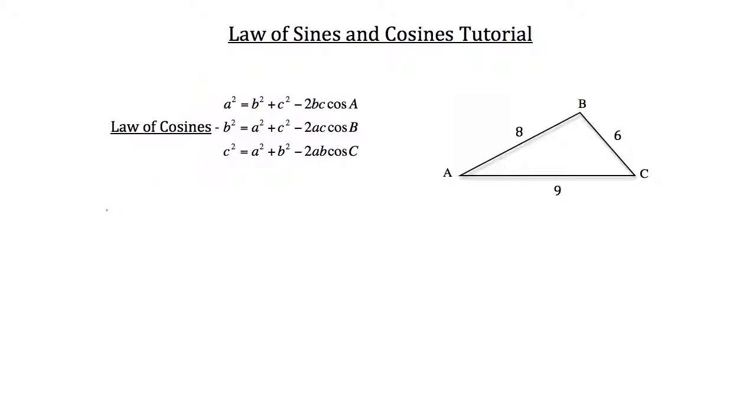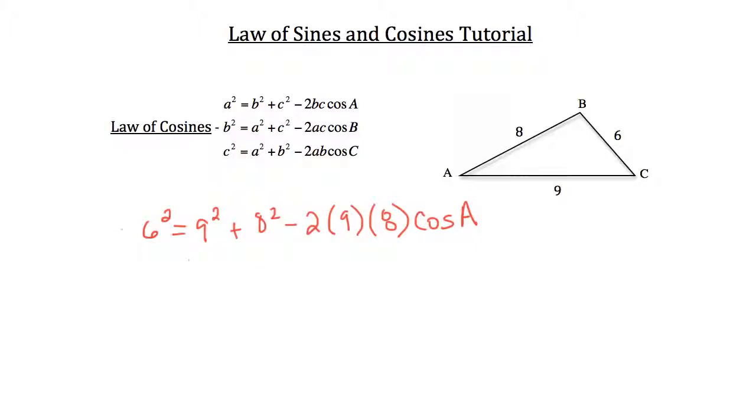So what we have here is A squared, the length of A squared, and if you recall, 6 here, because it's directly across from angle A, is the side length A. So we have A squared, or 6 squared, is equal to side length B squared, so 9 squared, plus side length C squared, which is 8 squared, minus 2 times side length B, which is 9, times side length C, which is 8, times the cosine of angle A.